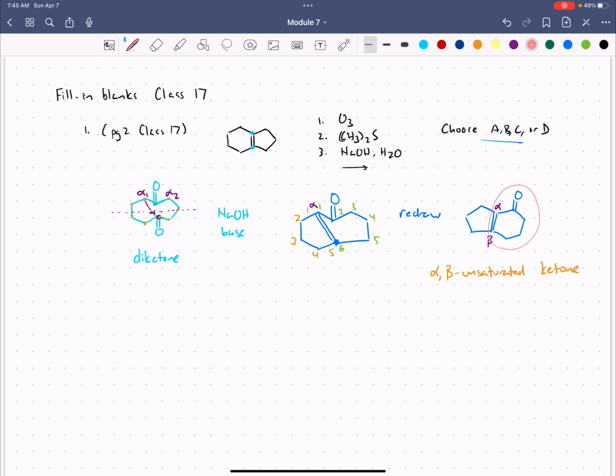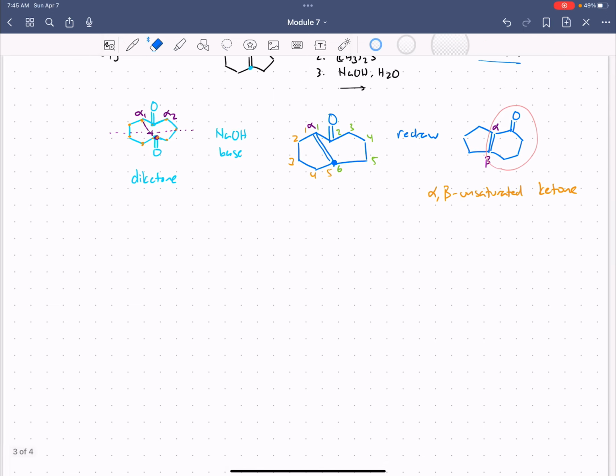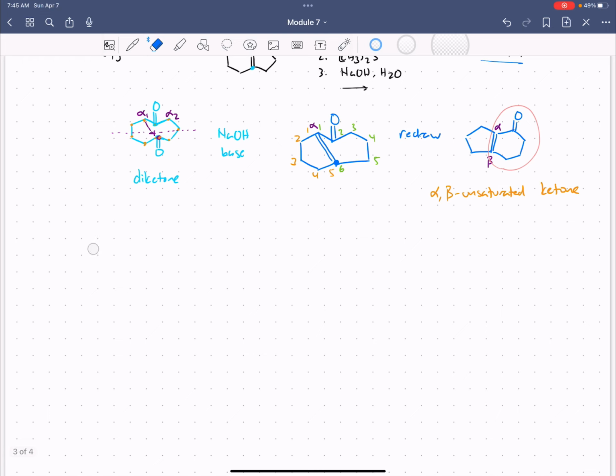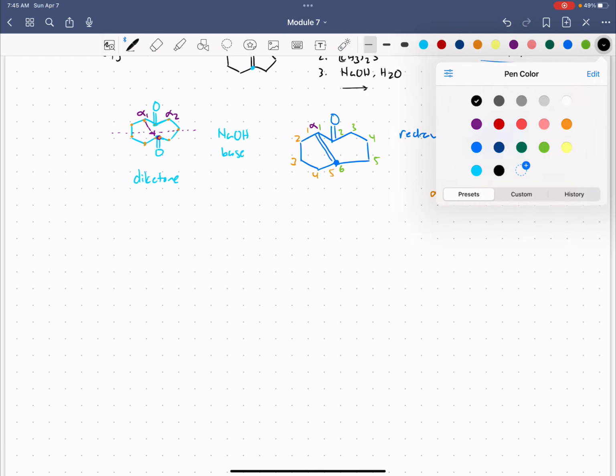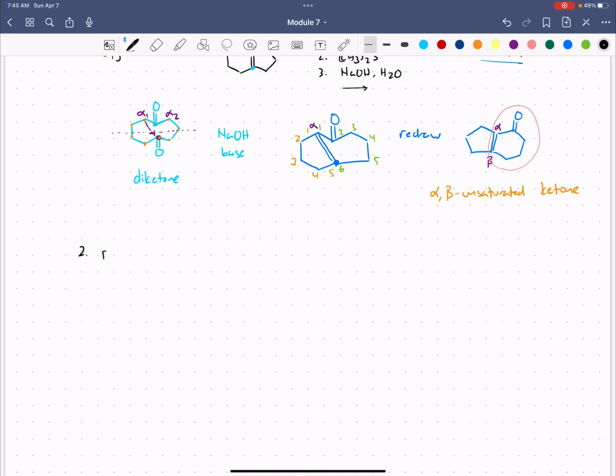I asked for the products of a mixture of 2 carbonyls under basic conditions. So this is problem 2 on page 3 of class 17. We have these 2, and I asked you to draw what are the possible products when we mix these 2 carbonyls in base.